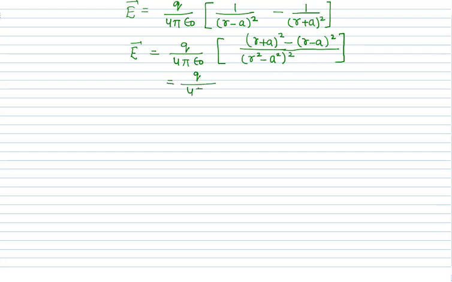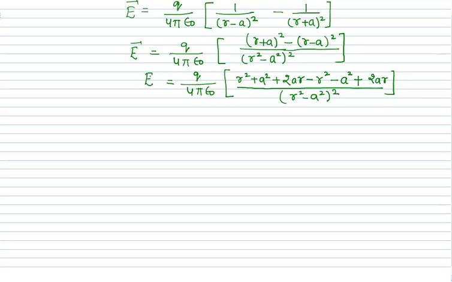So if we want to solve this, we can again write it as Q upon 4 pi epsilon naught, and if we open this using (a plus b) whole square, we have r squared plus a squared plus 2ar, minus, now with a negative sign, we have (r minus a) whole square, so it will be minus r squared minus a squared, and minus minus makes a plus, so plus 2ar. And as LCM we have (r squared minus a squared) whole square. So this is our LCM, and this is inside the bracket.